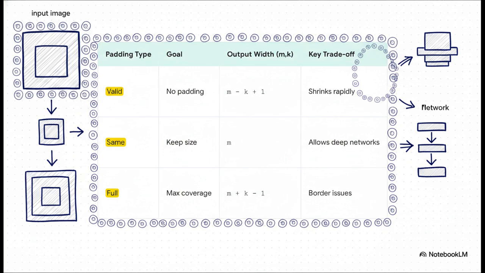Now, valid padding just means you don't do anything and let it shrink. But the real hero here, the one you'll see 99% of the time, is same padding. Here, we add just the right number of zeros so that the output size is exactly the same as the input size. This is the magic trick that lets us stack layer upon layer going hundreds of layers deep to create these incredibly powerful models without our information just disappearing.